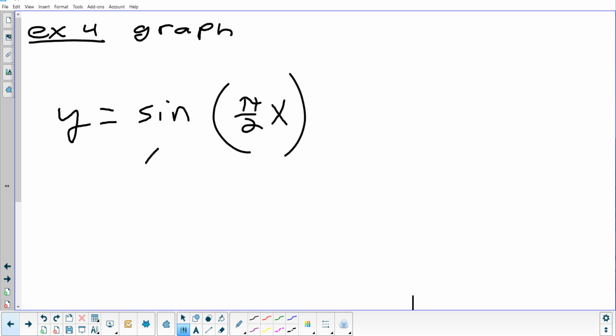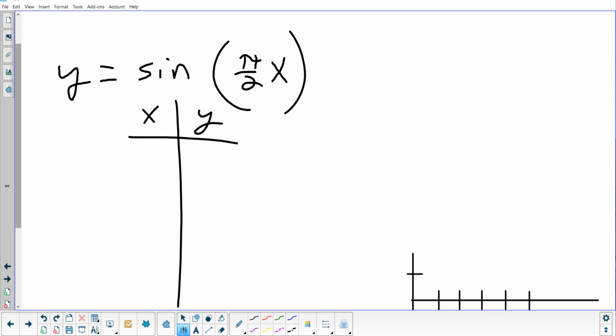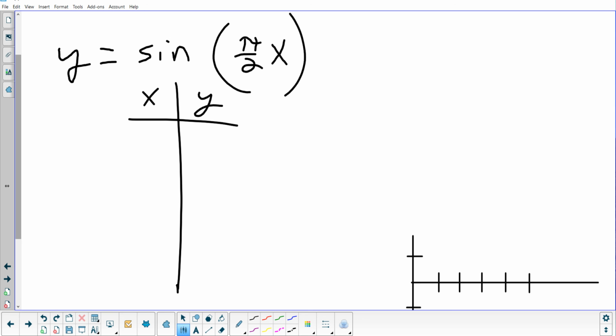All right, let's make our chart. We know y values are going to be the same. TJ, can you tell me what my y values are for sine? 0, 1, 0, negative 1, 0. Okay, so we got those. How about Ryan? When I do a period change, my first x value is always 0. Okay, so we got that one. We got 6 of them.